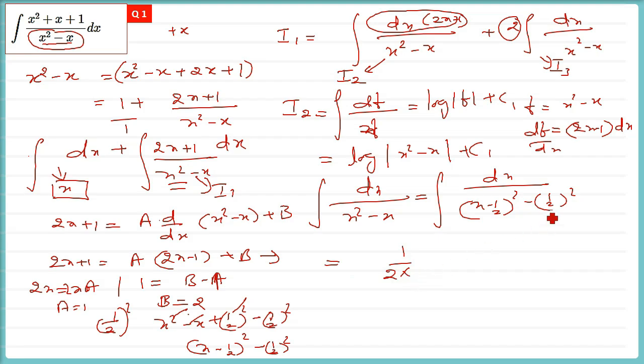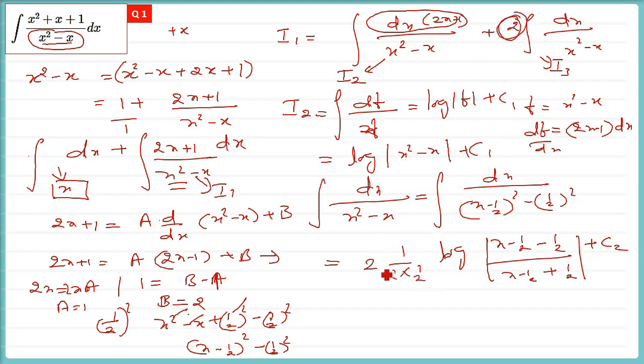This will be 1 by 2a, that is 1 by 2 into 1 by 2, log of x minus half minus half in the numerator, and the denominator will be x minus half plus half. So x minus a, x plus a, we have used the formula with the constant of integration c2. So there is a 2 here. Let's include this 2. This 2 gets cancelled, so 2 will remain here. So let me write the final answer, and this x was already there.